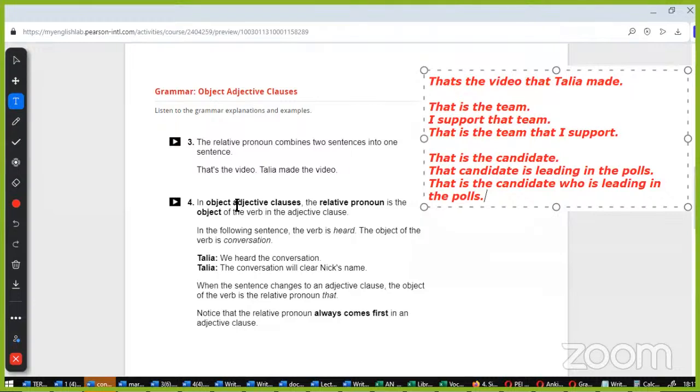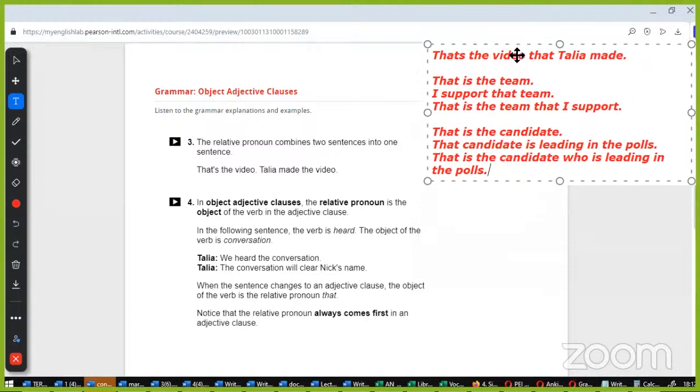In object adjective clauses, the relative pronoun is the object of the verb in the adjective clause. In the following sentence, the verb is heard. The object of the verb is conversation. We heard the conversation. The conversation will clear Nick's name. When the sentence changes to an adjective clause, the object of the verb is the relative pronoun that. Notice that the relative pronoun always comes first in an adjective clause.